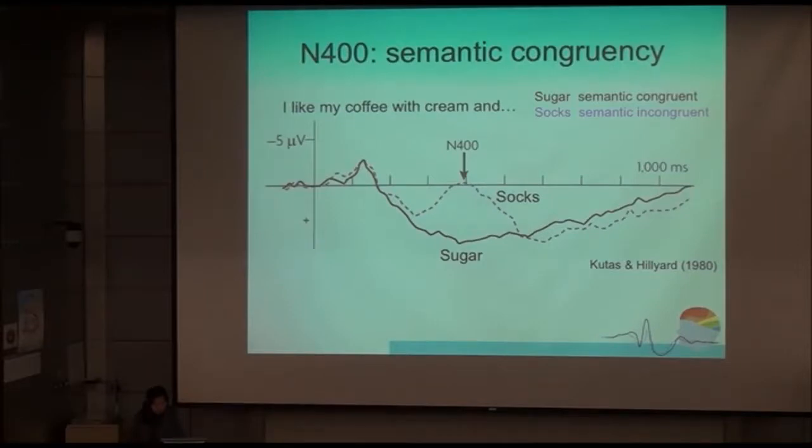The participants in this experiment were asked to silently read the sentence word by word. They would present a sentence like, I like my coffee with cream and sugar. But sometimes they also presented an odd word like socks, which is semantically incongruent with the context. The basic finding is that the semantically incongruent word would elicit a greater negativity, which peaked around 400 milliseconds after the onset of the word. This is the so-called N400.